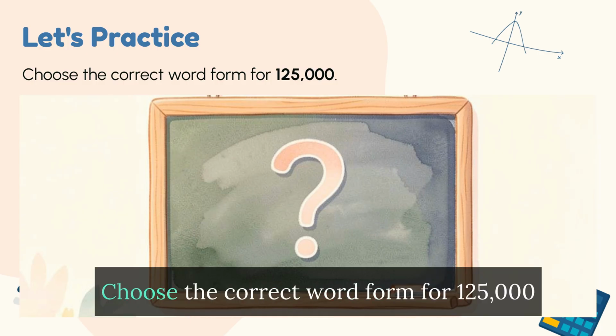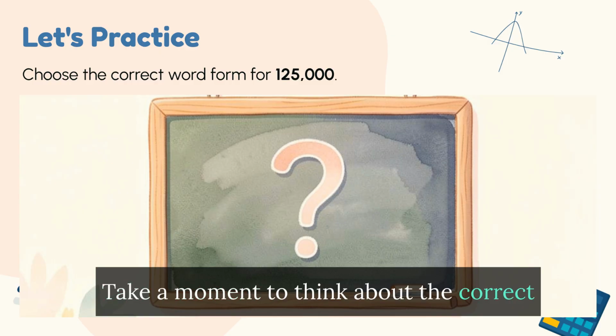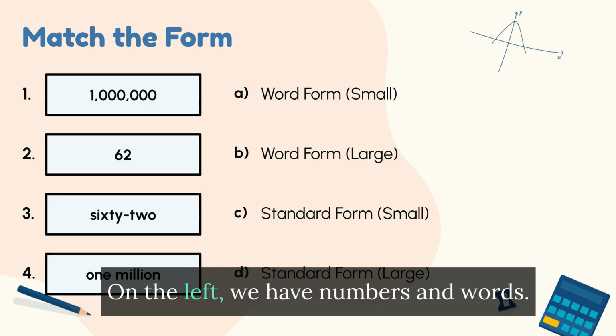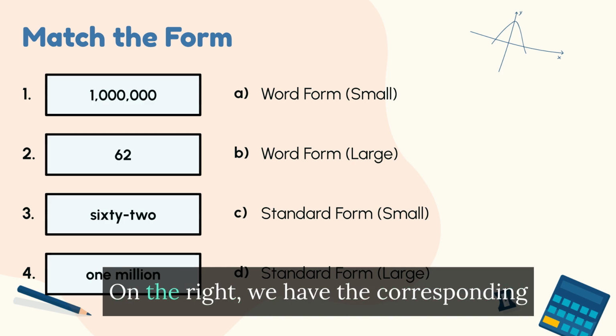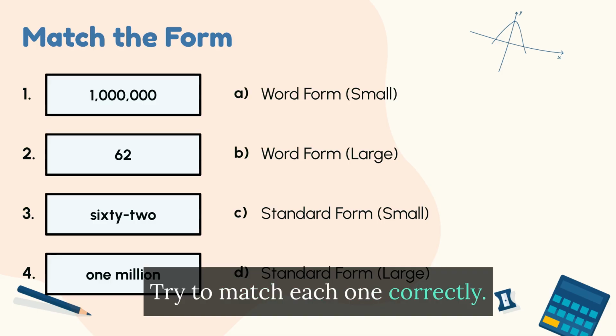Let's practice. Choose the correct word form for 125,000 from the options shown in the video. Take a moment to think about the correct way to write this number. Now let's match the forms. On the left, we have numbers and words. On the right, we have the corresponding names for the forms. Try to match each one correctly.